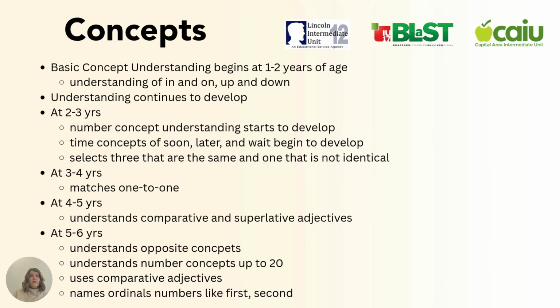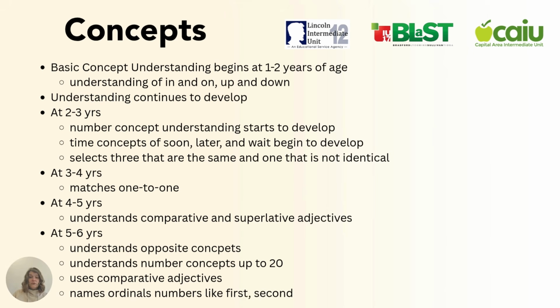But at what stage do they start understanding up or in or on, right? So this is beginning at 1 to 2 years of age, that in, on, up, down. That understanding continues to develop. Between 2 and 3 years of age, number concept understanding starts to develop. Time concepts of soon, later, and wait begin to develop.